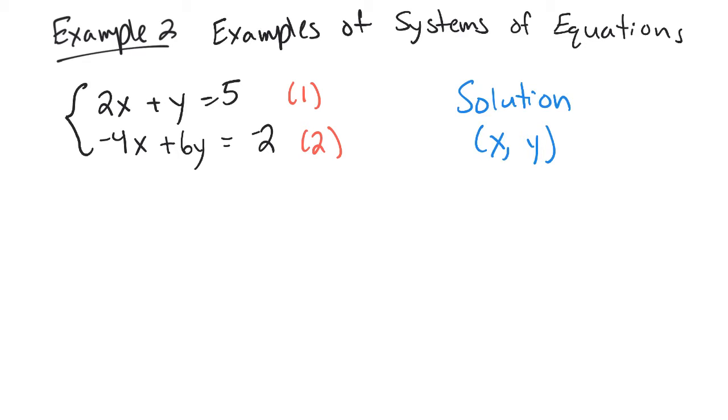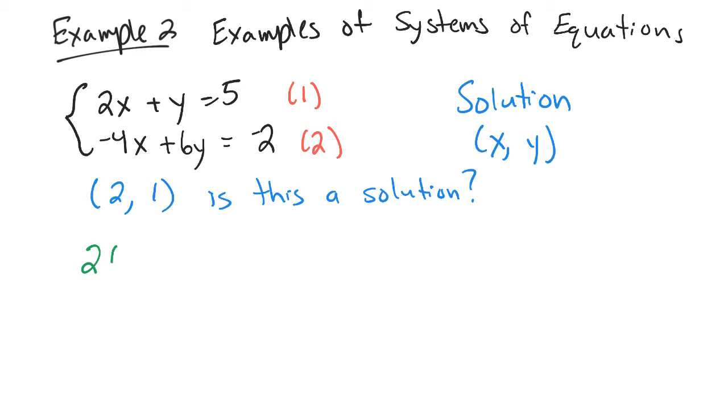So let's say that we have 2 and 1, and we want to know, is this a solution of our system? So all we have to do is plug it in. Let's plug it into equation 1. Let's start with that one. So we have 2 times 2, because that's x, plus 1, because that's y, equals 5. Let's solve this equation. 2 times 2 is 4. 4 plus 1 does in fact equal 5. So the 2, 1 works in the first equation.